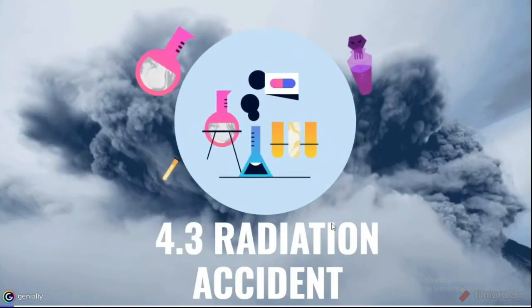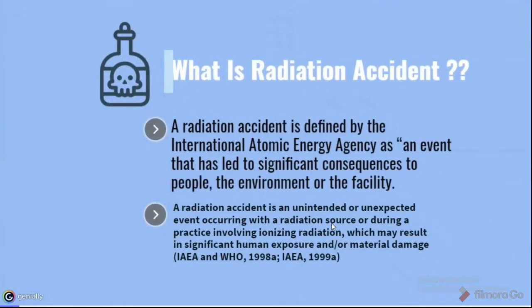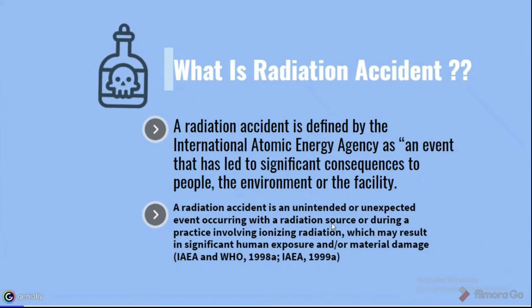Radiation accident. A radiation accident is defined by the International Atomic Energy Agency as an event that has led to significant consequences to people, the environment, or society. A radiation accident is an unintended event occurring with a radiation source or during a practice involving ionizing radiation which may result in significant human exposure or material damage.